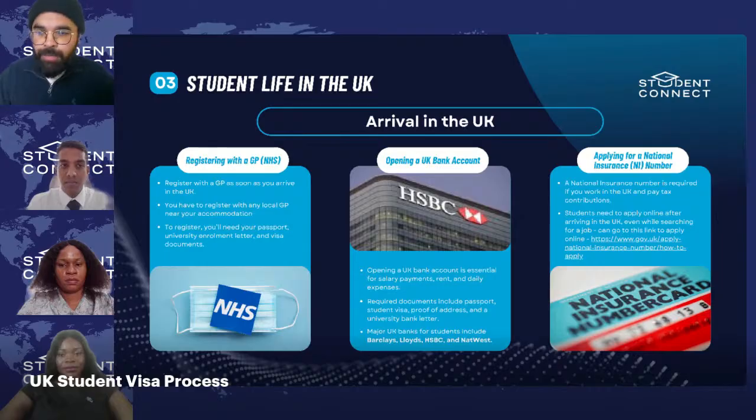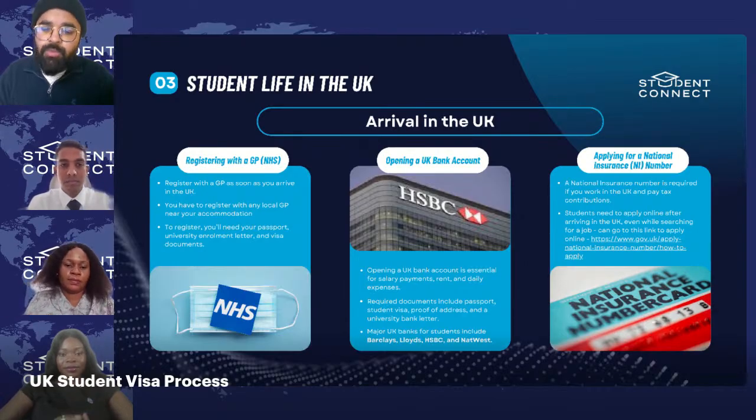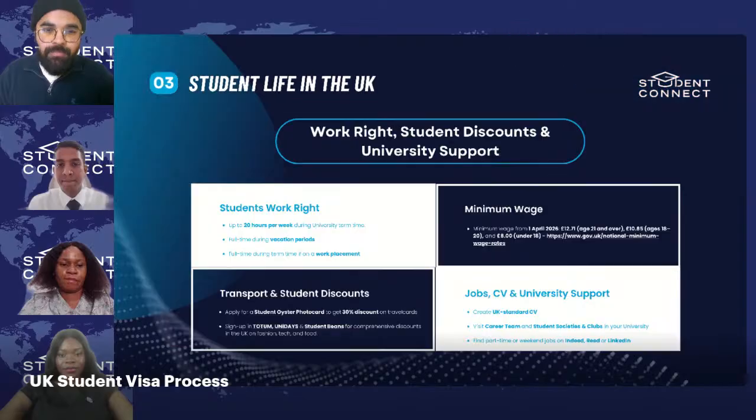Once you apply, during that time you can work. That's not a problem. With your employer, you can always share this application number for the NI number. Usually it takes 1 or 2 weeks to get your NI number. Once you have that NI number, you have to share it with your employer so that when they pay you, they will pay you through this NI number. So these 3 are very important as soon as you arrive here in the UK.